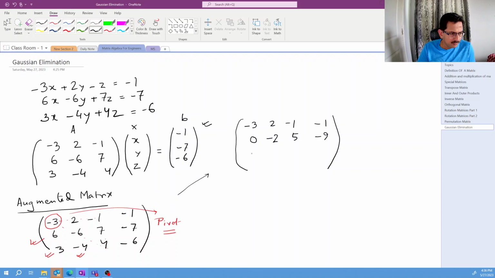And then at the same time, we have to make sure that we are making this also 0. So if we just add this 2, then this 3 and 3 will be gone, right? If we just add this row with this, then this will be gone. So this will be 0.